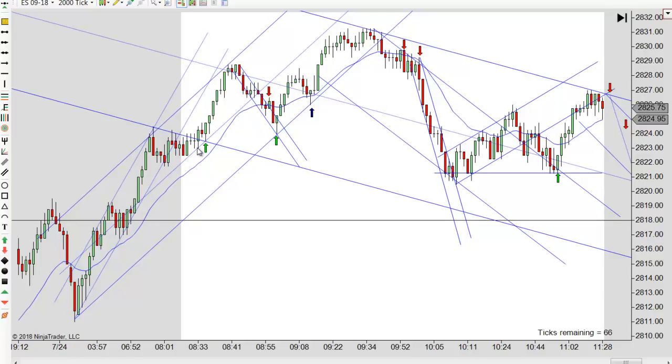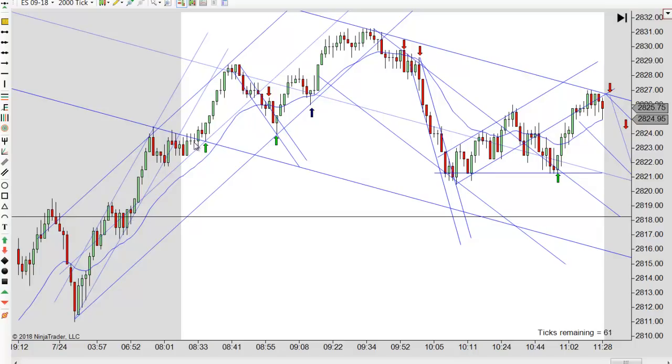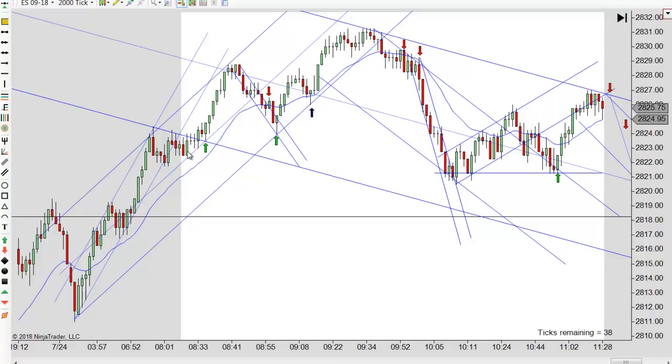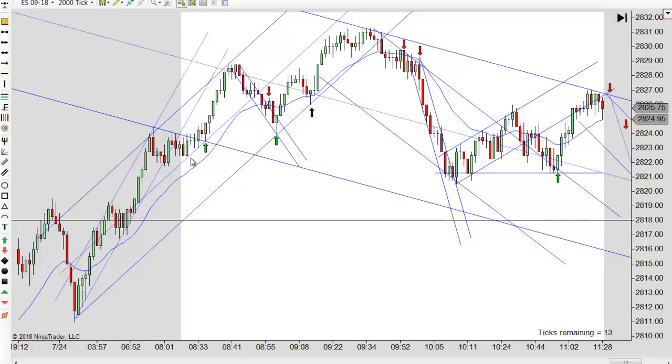I didn't like that, even though it was a failed second entry short, for a couple of reasons. One is you got two dojis right there. This is really more bearish, but that's a true doji right there. And you don't want to be going short right there on a true doji. And we don't have a new high in place. We've got the close outside here, but we still hadn't made a new high.